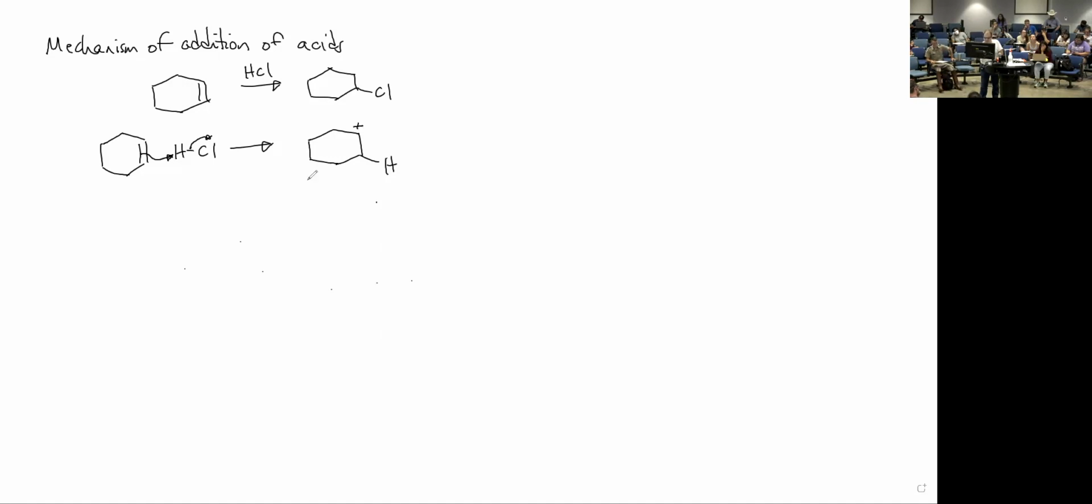And we call that type of species, by the way, a carbocation. It's exactly what it sounds like. It's a carbon with a plus charge. And the carbocation is the intermediate of this reaction. That's an actual thing. That's a real species. That's been detected experimentally. So that's the first step.